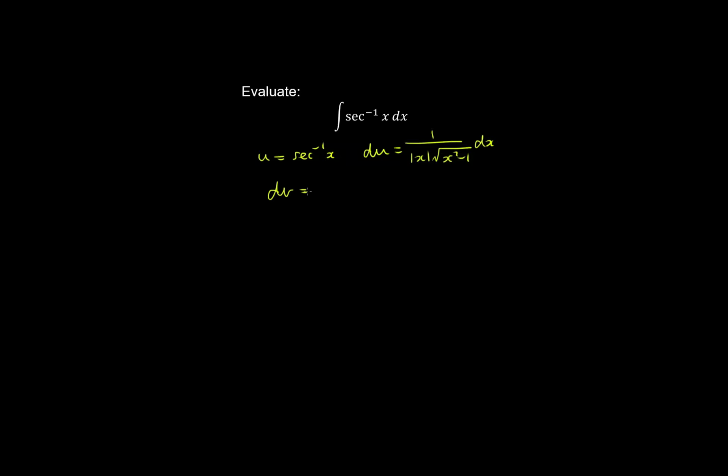And therefore dv is dx, and v is equal to x, and therefore we can write the integral as x by the arcsec of x minus the integral of v du. So x is going to cancel, so what we get is 1 over the square root of x squared minus 1 dx. And now you can evaluate this integral using trig substitution, and have a go at doing that and post your answer in the comments.